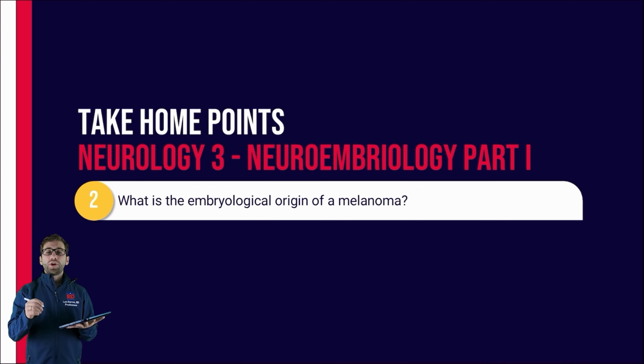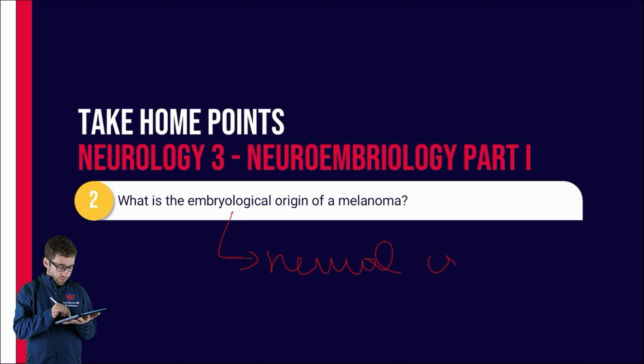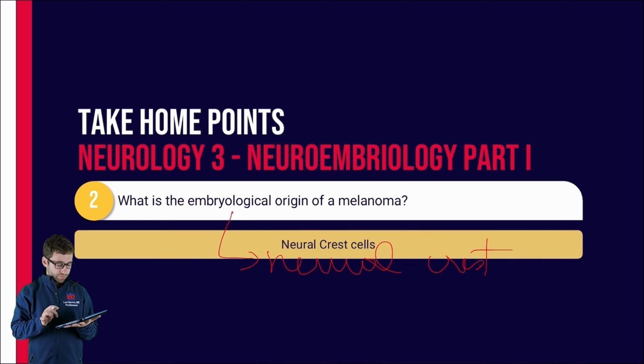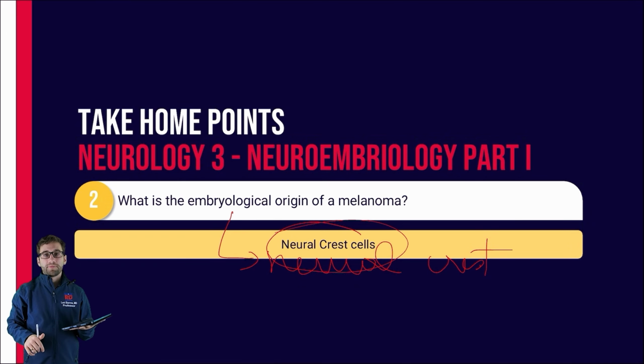Moving forward, what is the embryological origin of a melanoma? Well, melanoma originates from neurocrest cells. These cells are multipotent and give rise to various cell types, including melanocytes, which are the pigment-producing cells of the body, especially of the skin, of course. Neurocrest cells play a crucial role in the development of many tissues and organs in the body and could give rise to melanoma. Neurocrest. Okay, let's move forward.